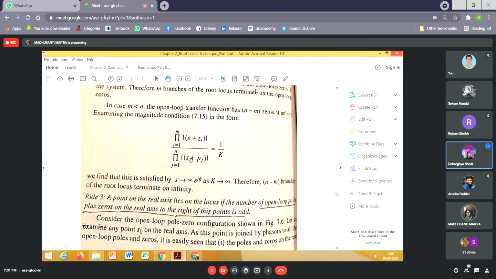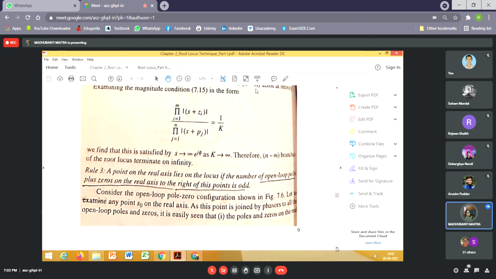right? And the equation will be satisfied only when k is infinity or k tends towards infinity, isn't it? In that case the right hand side will also be 0. Okay, so that's why the third part of the rule: as k tends to infinity, the rest n minus m root branches will tend towards infinity. Clear?